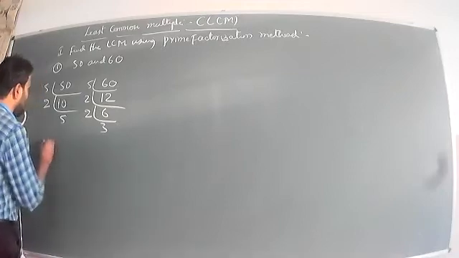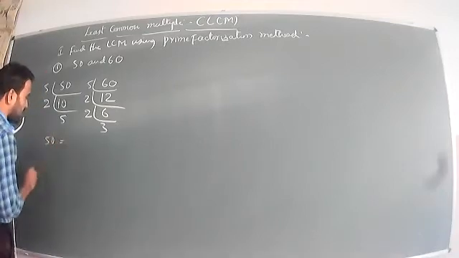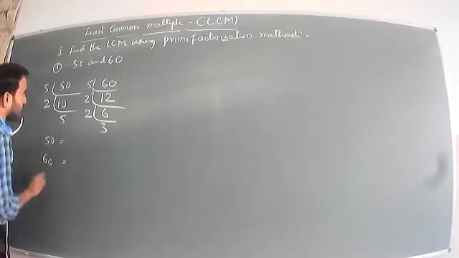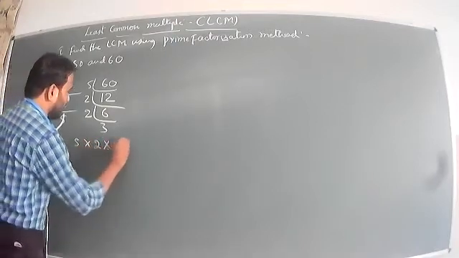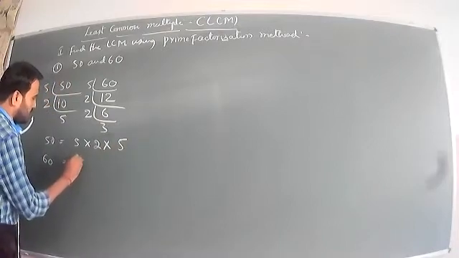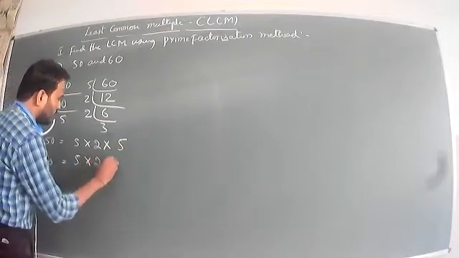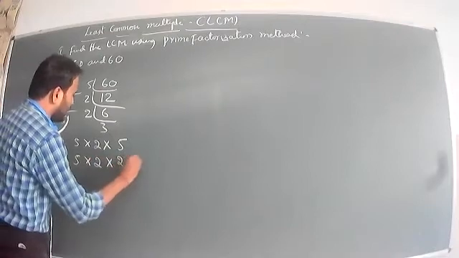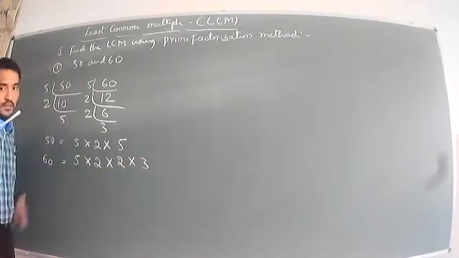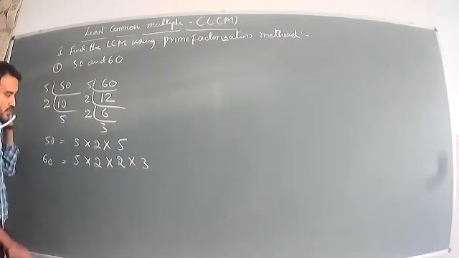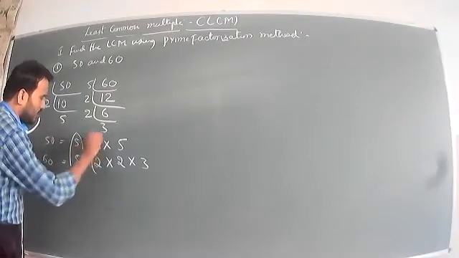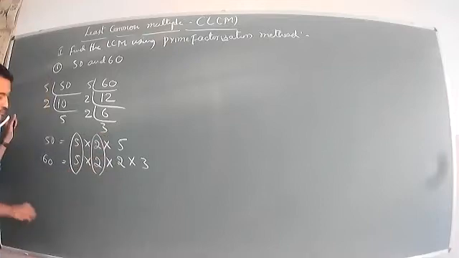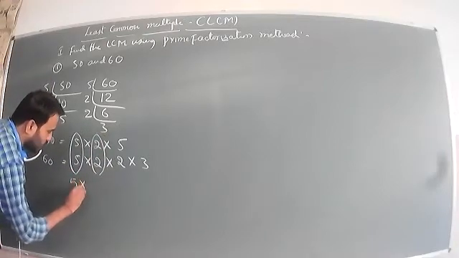Take the common now. 50: 5 into 2 into 5. Next 60: 5 into 2 into 2 into 3. Take the common. Which numbers are common? Here 5 is common, here 2 is common. First take the common 5 into 2.